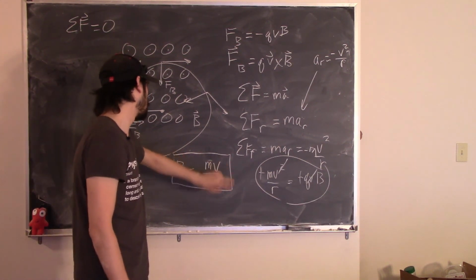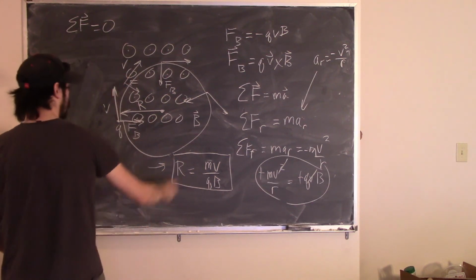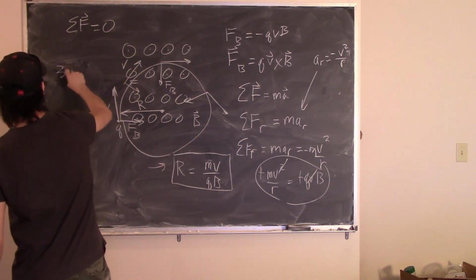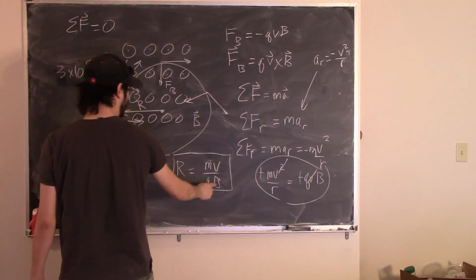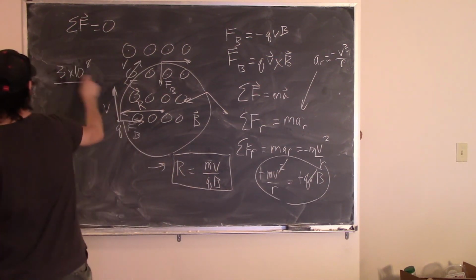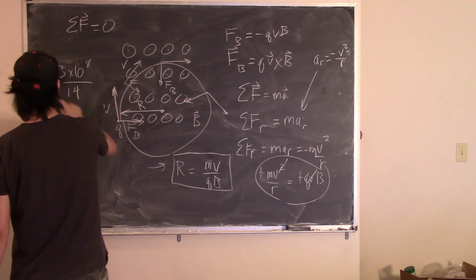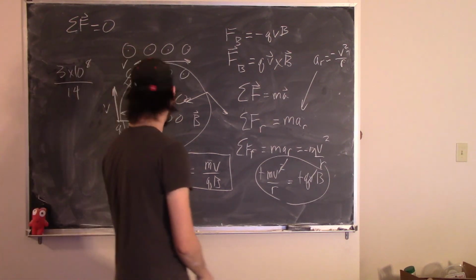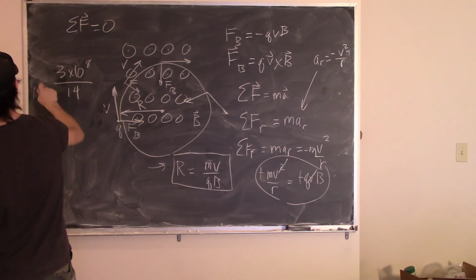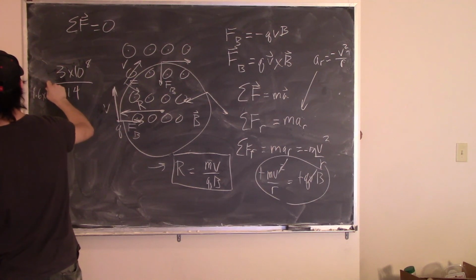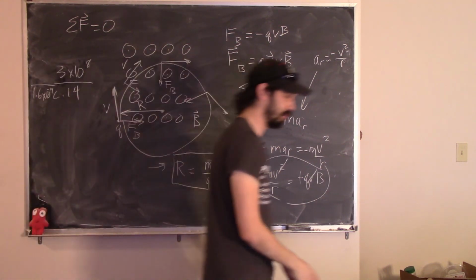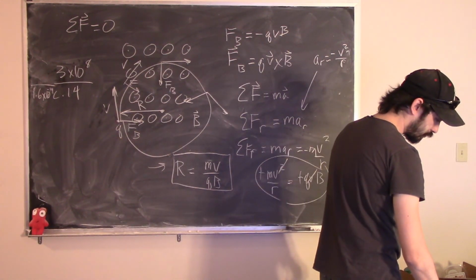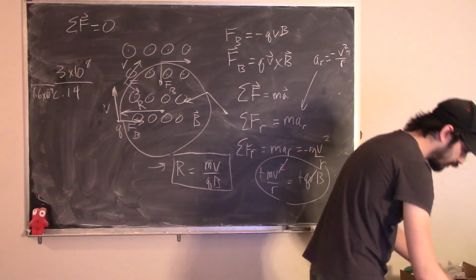So let's just say that this is the speed of light, which in SI is 3 times 10 to the 8. I believe the magnetic field strength is 14 Tesla. So this is divided by 14 times the mass of a proton divided by the electric charge, which is 1.6 times 10 to the negative 19 coulombs. I just need the mass of the proton.